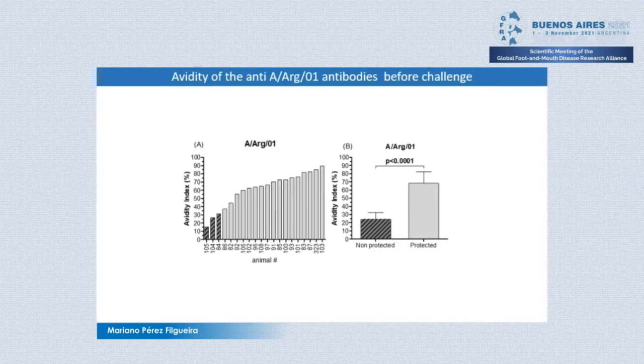One of the parameters that really showed a difference was a quality one, the avidity index against the challenge strain. In that experiment, we could see that protected animals were much higher than non-protected animals, and that was also reflected in this kind of ladder on the left, where you can see that the three non-protected cattle are the first three animals on this scale.